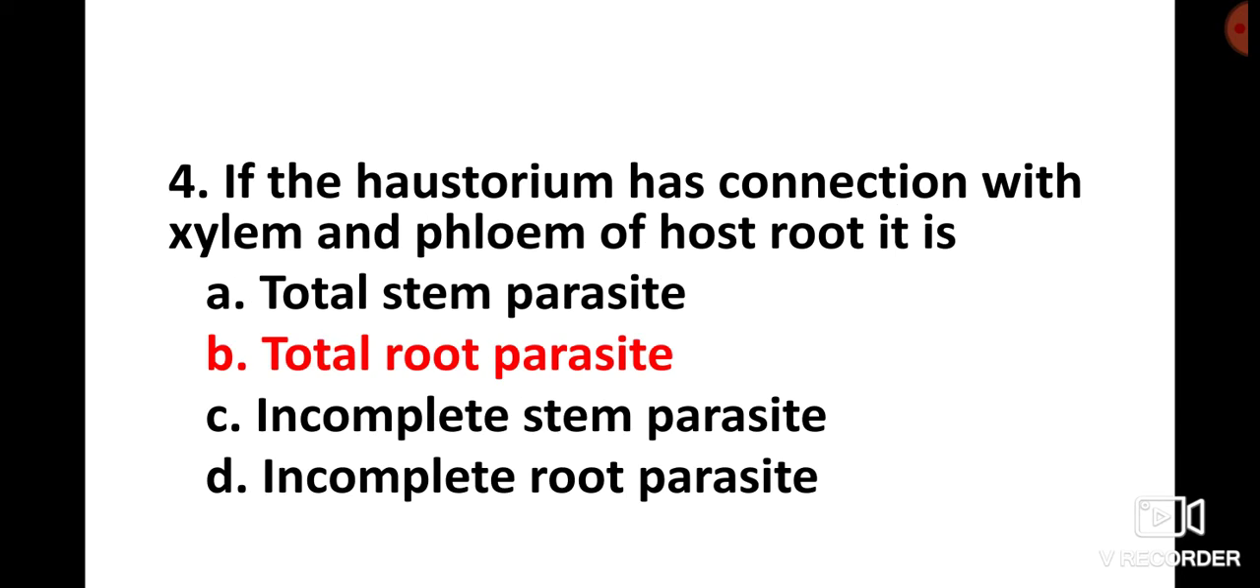Question number 4. If the haustorium has connection with xylem and phloem of host root, it is. Right answer is B. Total root parasite. It means complete root parasite.